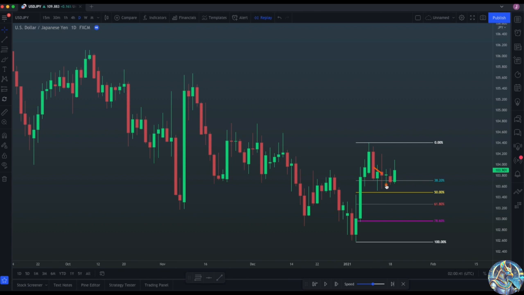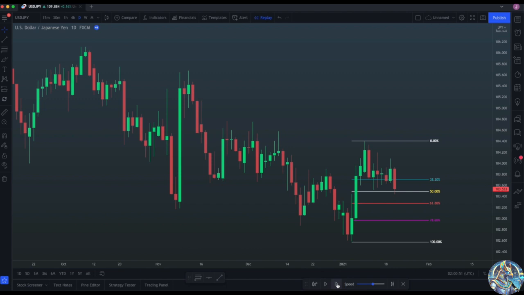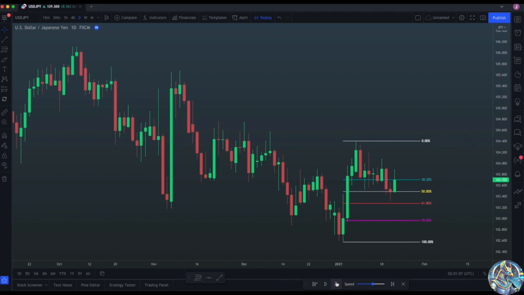So price moved down, testing this 50%. So basically 38.2% did not hold. We are currently testing 50%. At this moment, the price is attempting to move away from the 50% support level.